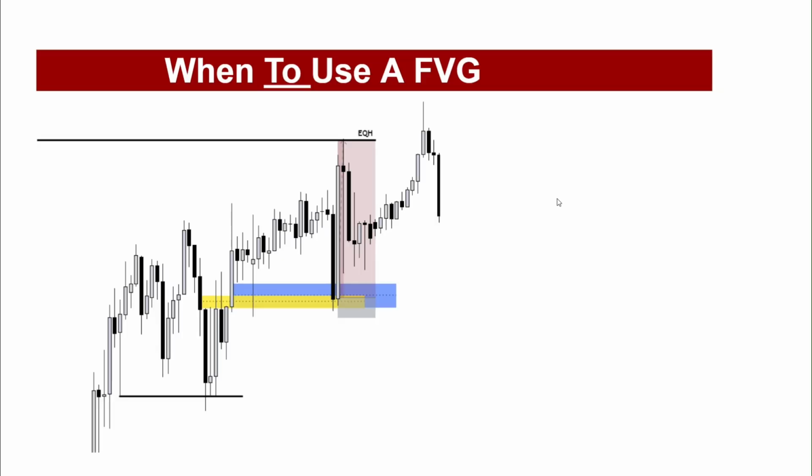So when to use a fair value gap? As you can see here, this is a good time to use a fair value gap because we understand that the fair value gap right here, which was created, the high and the low here do not touch. And we can already notice that this displacement right off the bat is a good sign for this being a valid fair value gap. There's no close below the consequent encroachment.